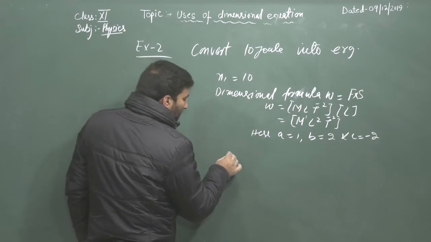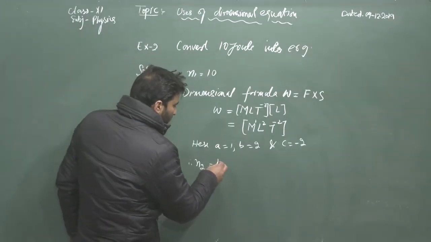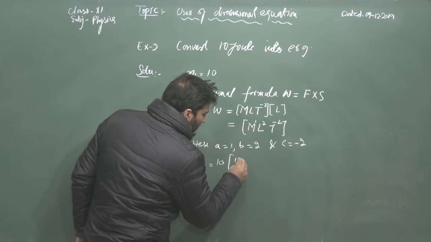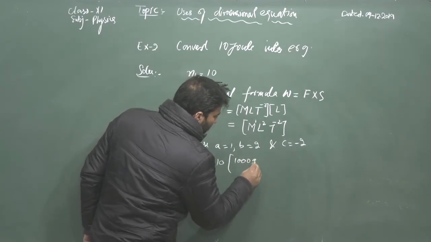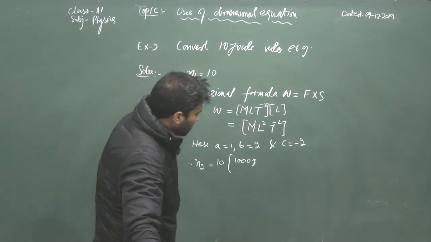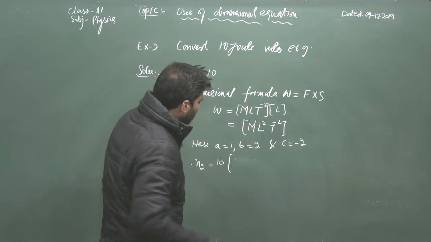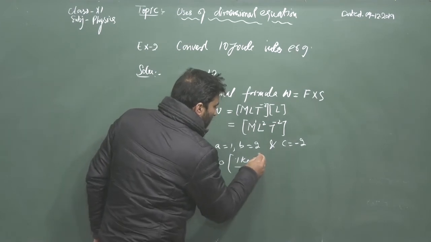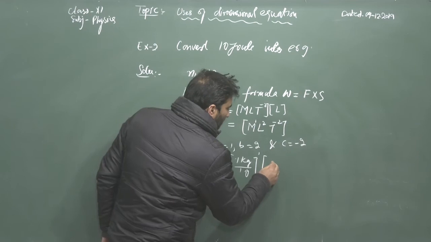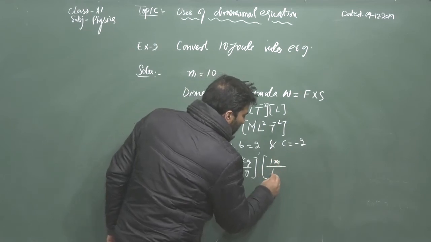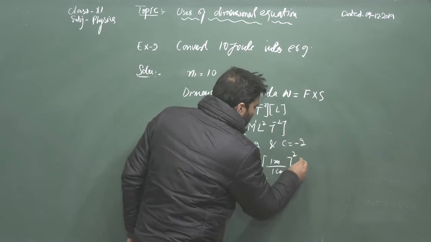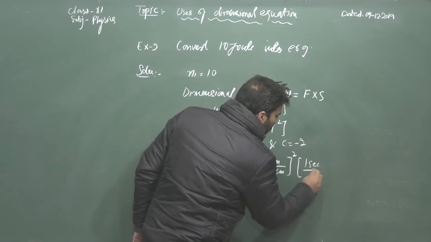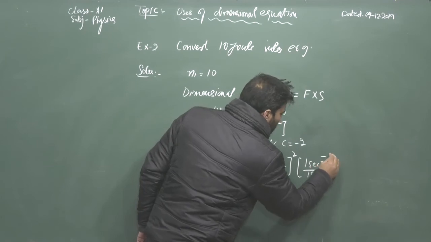Therefore, we can use the formula here. N2 is equal to 10 into, M1 is 1 kg, so 1 kg divided by 1 gram raised to the power 1, into 1 meter divided by 1 centimeter raised to the power 2, into 1 second divided by 1 second raised to the power minus 2.